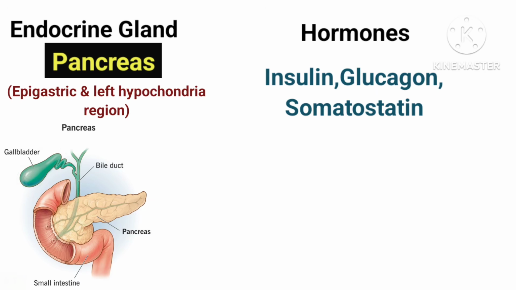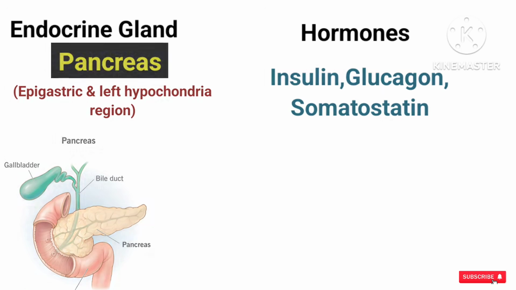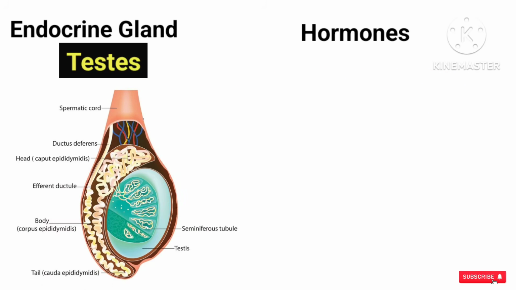Somatostatin is secreted by delta cells. Somatostatin inhibits the release of both insulin and glucagon. And pancreatic polypeptide, this hormone is secreted by PP or F cells and helps to regulate the pancreas' own endocrine and exocrine functions. Next, the testes, which is the male organ.